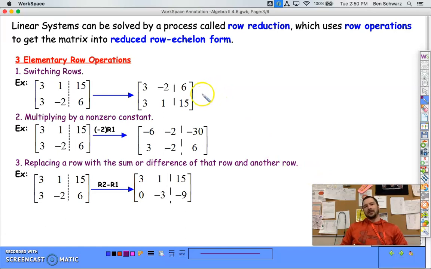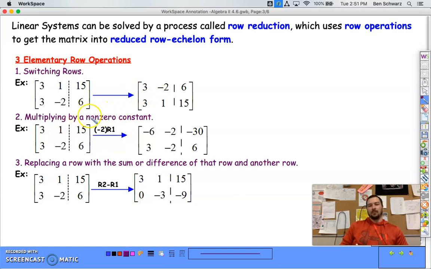So there's 3 different things you're going to be able to do to an augmented matrix. The goal is going to be to get the matrix into reduced row echelon form, which we'll talk about a little bit more on the next page. That's going to be the goal. What we can do is, one thing we can do is switch rows. So we can just take row 1 and row 2 and flip-flop them. So that's what's happening here.